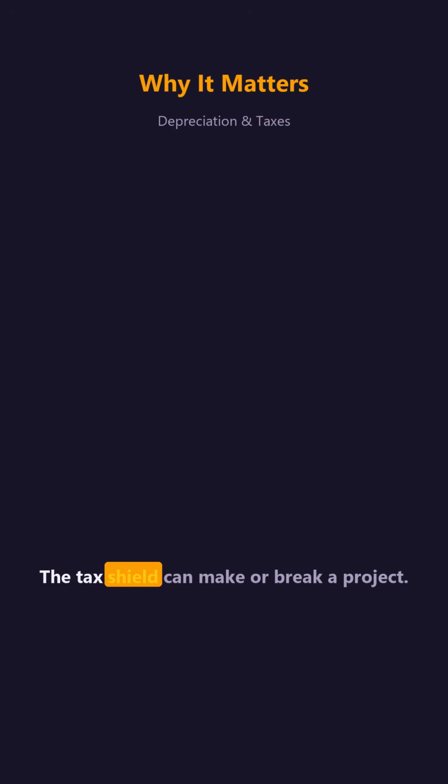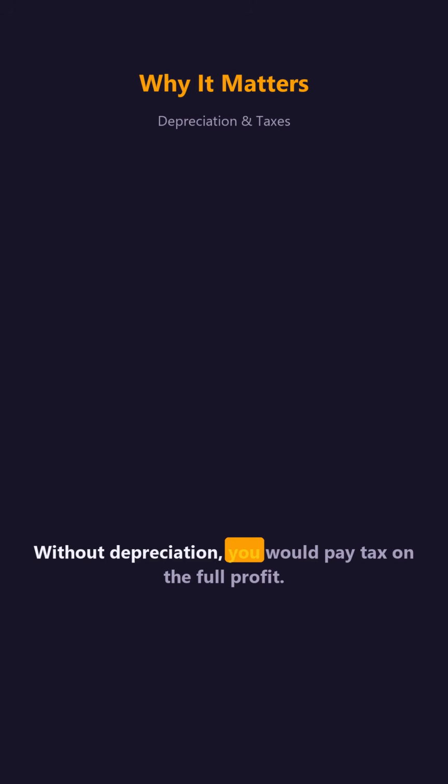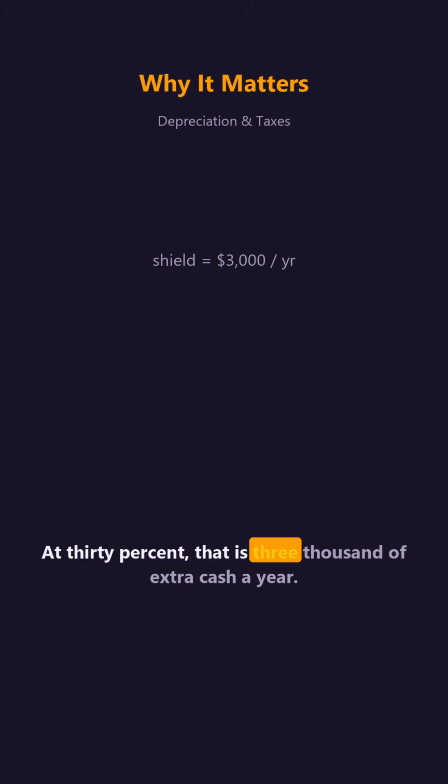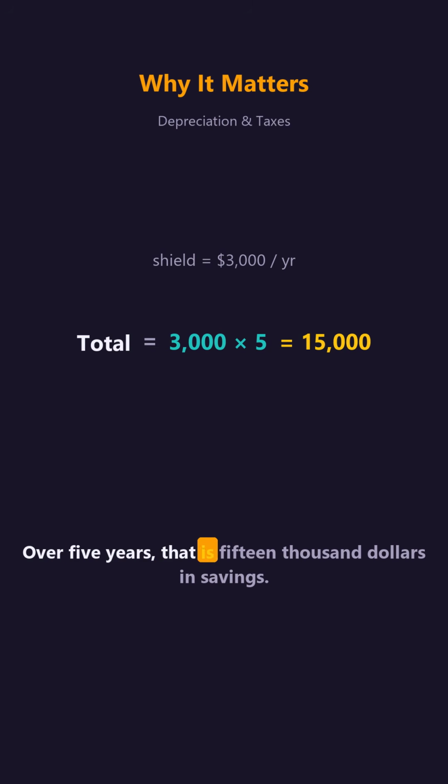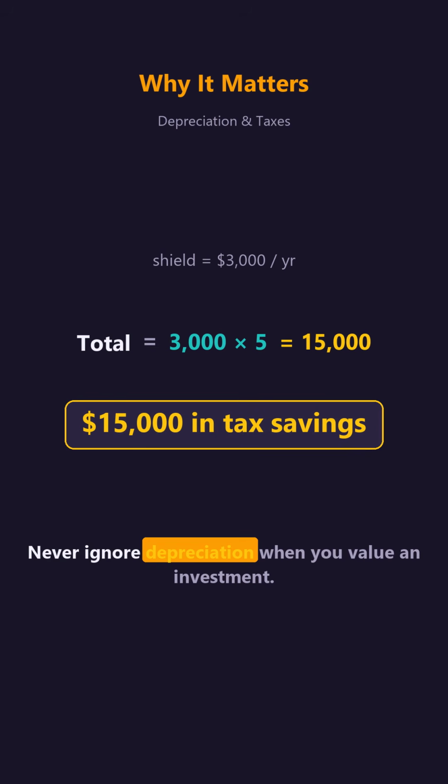The tax shield can make or break a project. Without depreciation, you would pay tax on the full profit. With it, each year you shield $10,000 from tax. At 30%, that is $3,000 of extra cash a year. Over 5 years, that is $15,000 in savings. Never ignore depreciation when you value an investment.